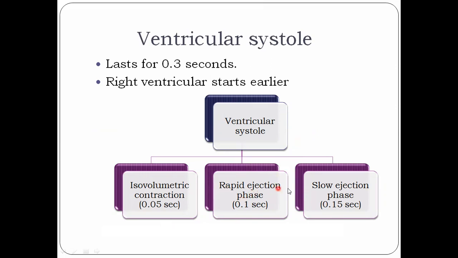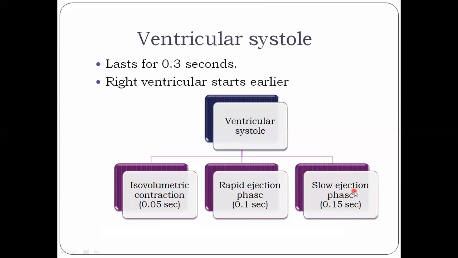Now let's come to the next phase, the slow ejection phase. The blood is being ejected, but at a slower rate than that of the rapid ejection phase. That's what it means. As the blood is being slowly ejected, the intraventricular pressure drops; it starts to decline. The remaining 30% of the stroke volume is being ejected in this phase.